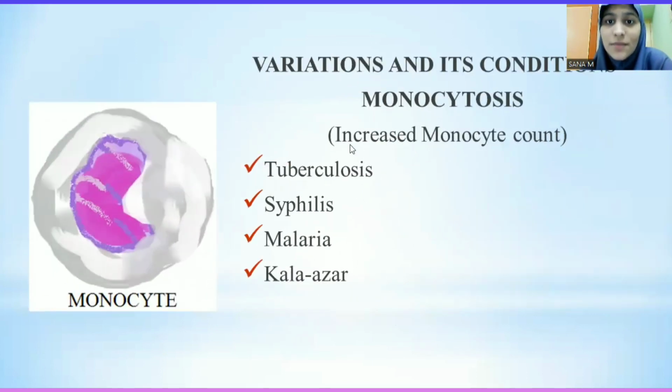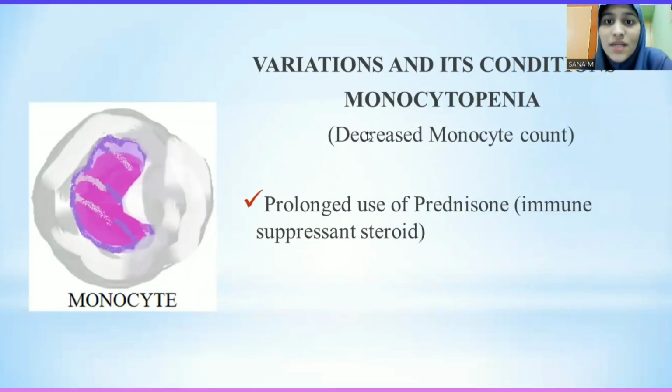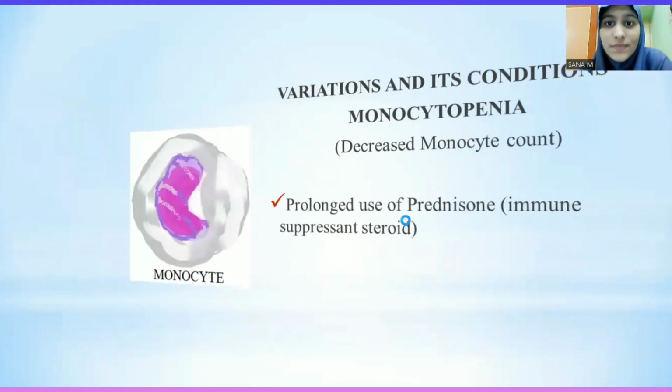Monocytosis is nothing but increased monocyte count. Conditions are tuberculosis, syphilis, malaria, kala azar. Monocytopenia is decreased monocyte count. Prolonged use of prednisone, that is an immunosuppressant.